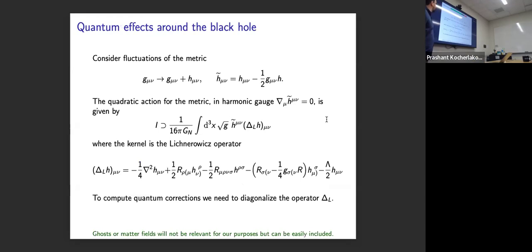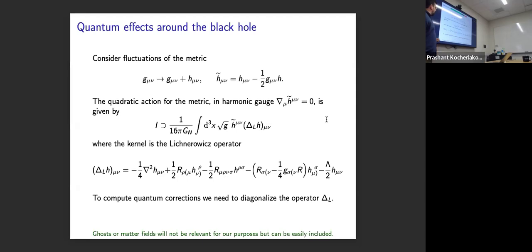So what we want to do is to consider fluctuations of the metric of this form. We take the background g mu nu, this is the near extremal BTZ, asymptotically AdS3, and we want to perturb it by some metric h mu nu. It's useful to define this h tilde quantity. And we want to compute the one loop determinants around the geometry. This is the Einstein action, so it has a large number of symmetries, diffeomorphisms, so we need to gauge fix it. We will do it in harmonic gauge.